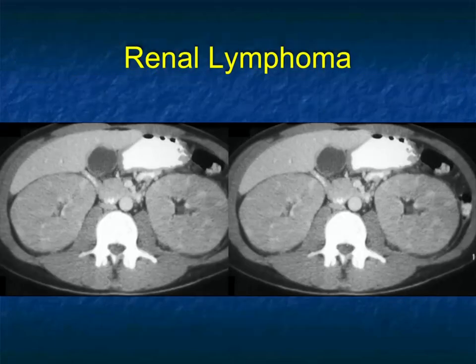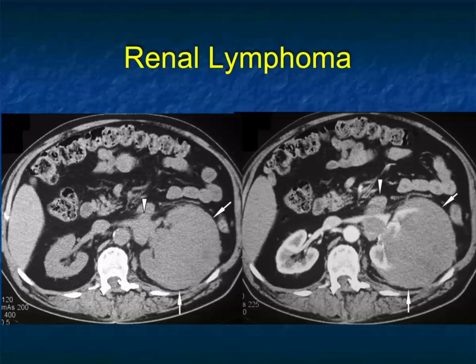Here's just a nice example of diffuse infiltration of the kidneys bilaterally with lymphoma. Again, you could think a little bit about infection. You could think about amyloid. You could think about a number of things, but you got to be thinking lymphoma as well.